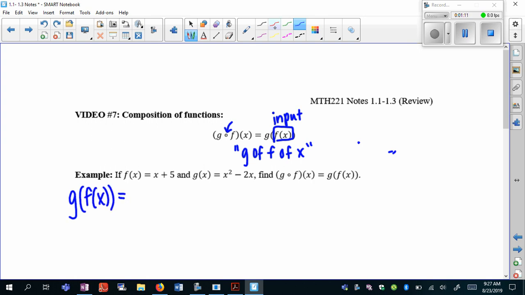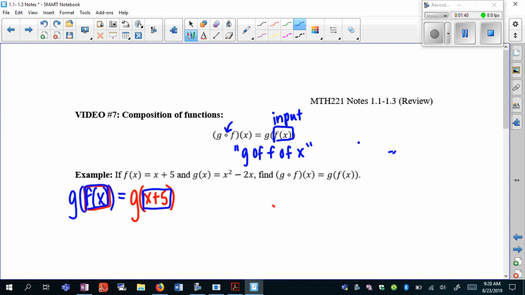And what we're going to do is first replace f of x. So we're going to plug f of x into function g. So I'm going to say g is the same thing. So g of this right here. So instead of f of x, I'm going to actually plug in x plus 5. So all I did was replace this with x plus 5. And now I'm going to actually input that into function g.